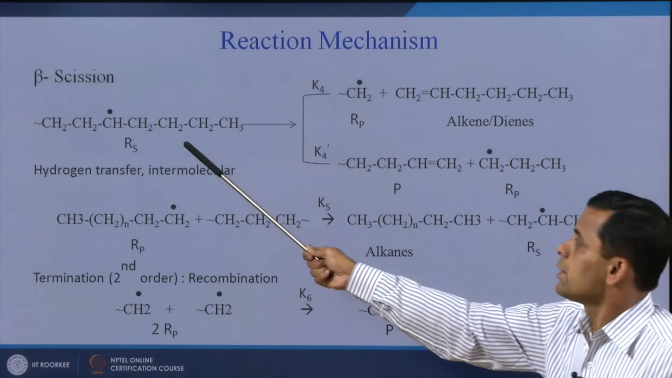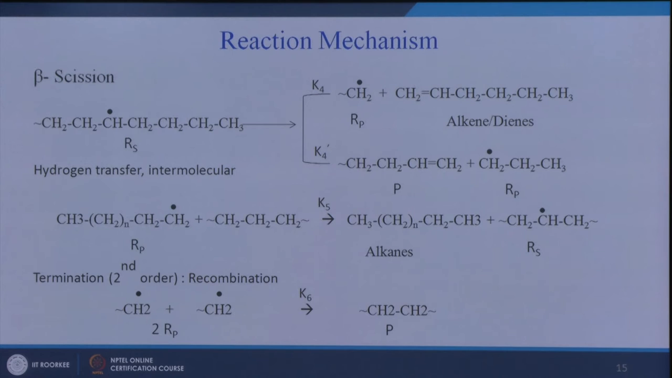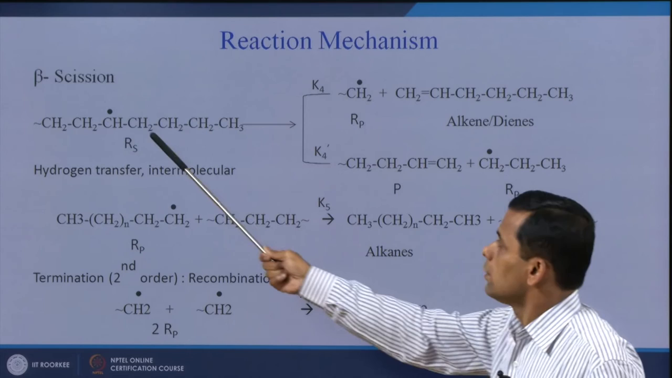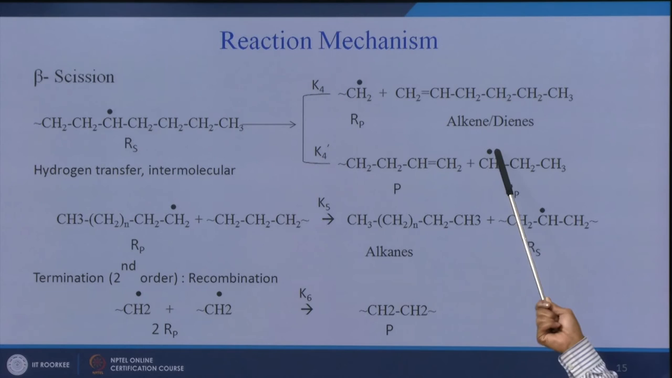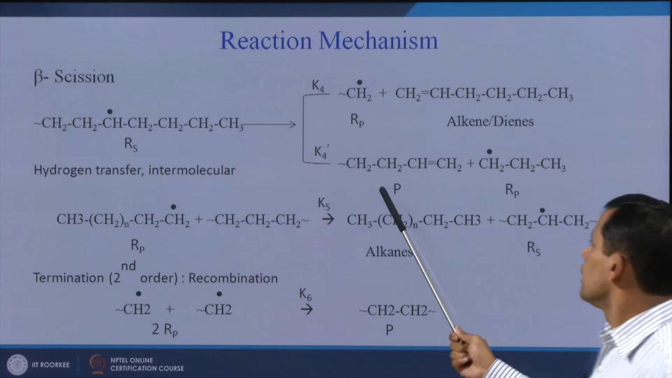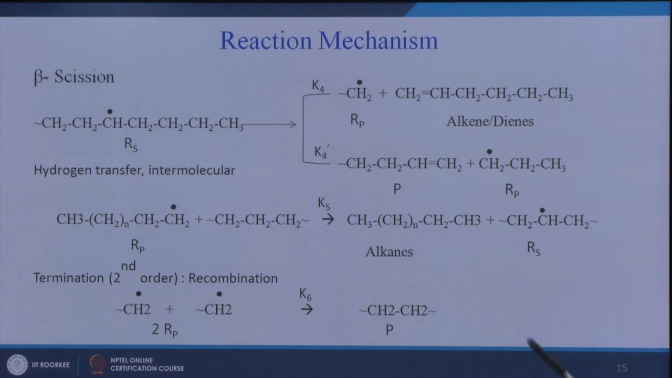So this is one way of formation of a lower molecule by beta-scission. Another, this can shift in the rightward direction, so then it will be shifting here. So CH3 CH2 CH2 dot will be our free radical, and there will be some double bonding, so CH2 CH2 CH CH2. So we get another molecule with a lower molecular weight than the original one.